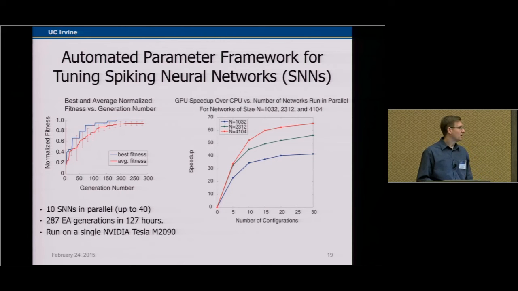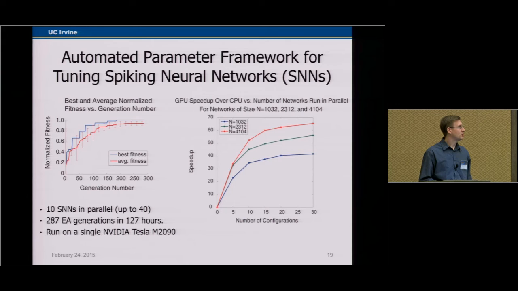Okay? So the performance on this, so we had 10 spiking neural networks in parallel, although we experimented with 40 in parallel. So this thing ran for 287 generations in 127 hours, and it ran on a single NVIDIA Tesla M2090, which now is a really outdated card compared to what we have now. I mean, we have a card with 5 times more cores on it now. And so here's what the fitness looks like. So this thing slowly got more fit over the generations, and it was about 80%. Its final at about 150 or 200. So it was evolving.